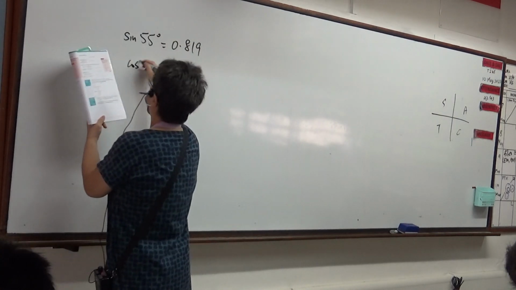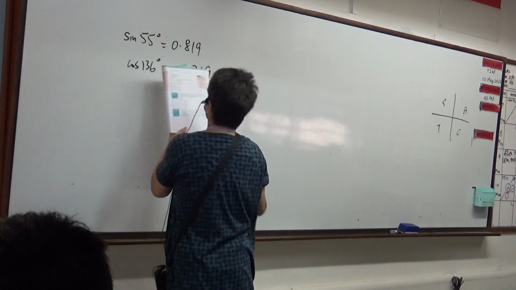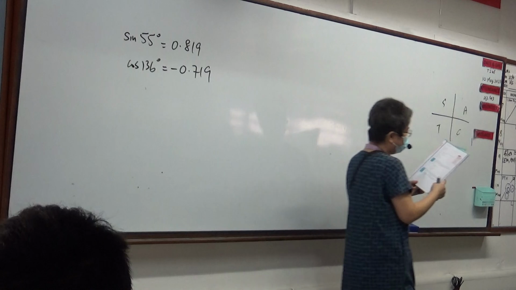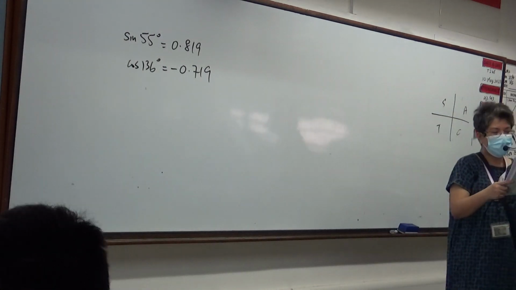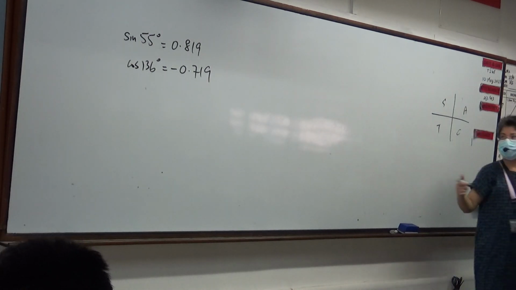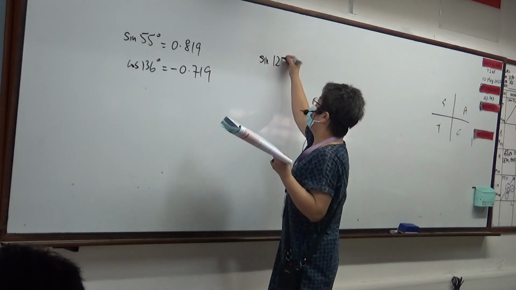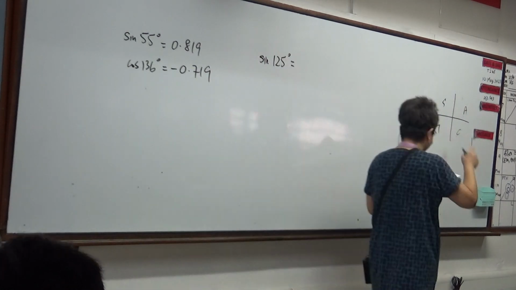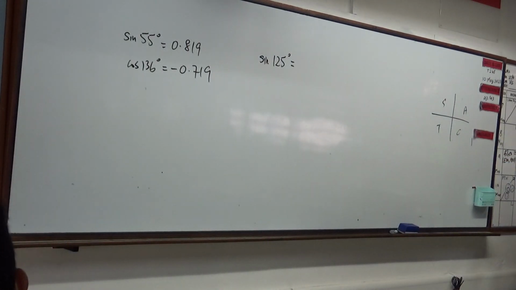1.19. Cosine 1.36 is negative 0.79. 719. When corrected to 3 significant figures, find the value of each of the following without using a calculator. How do we find sine 1.25 without using a calculator? I don't need you to do all that working in a textbook.